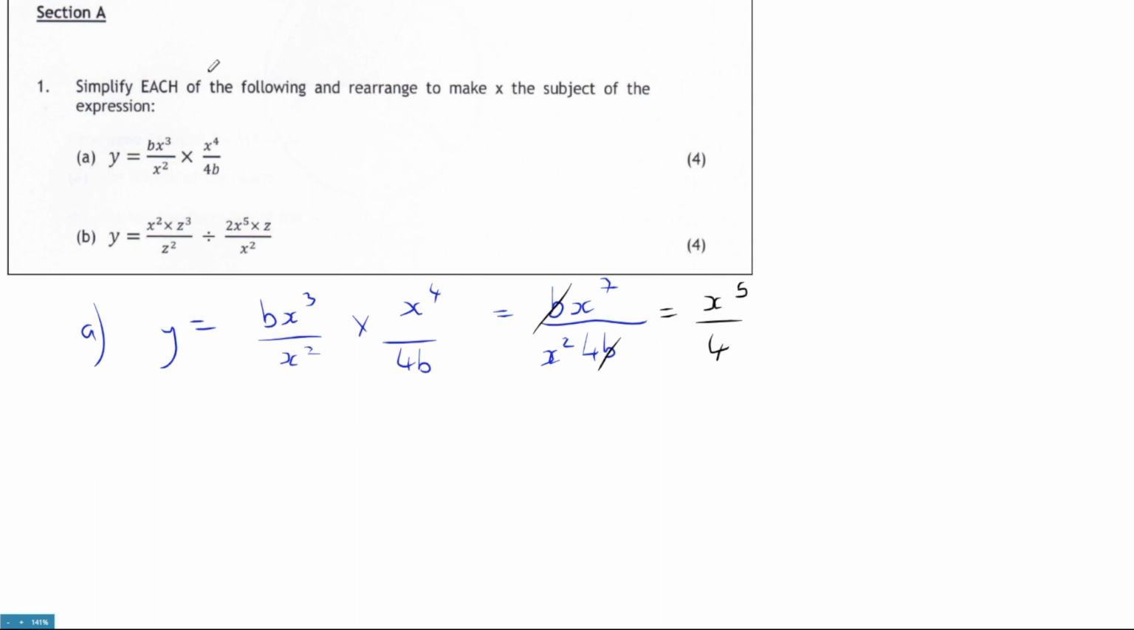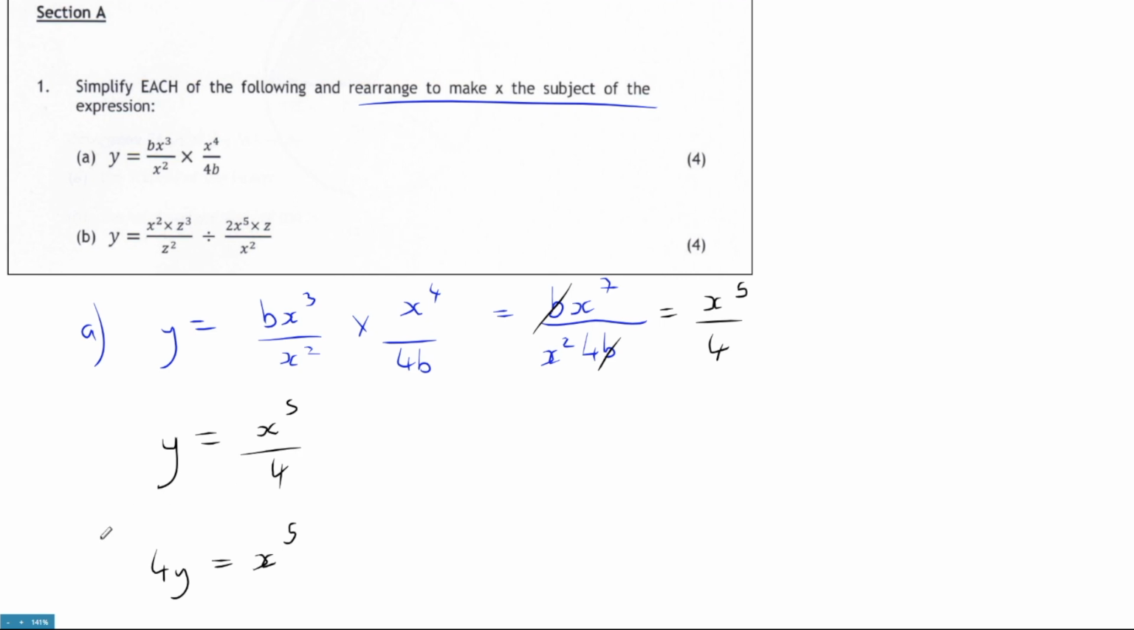Am I done? Let's read the question. Simplify each of the following and rearrange to make x the subject. So I'm not done because I have to do a little tweak on this. What I've got now is y is equal to x to the 5 over 4. I need to make x the subject, which means it has to be x is equal to something. First thing I'm going to do is multiply both sides by 4. So I get 4y is equal to x to the 5.